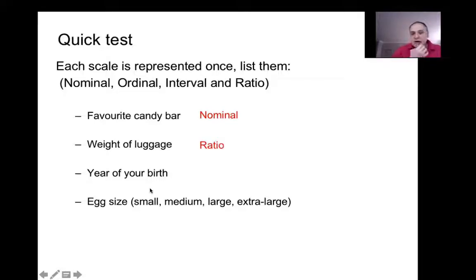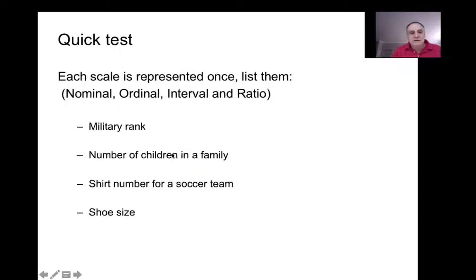Year of birth, it is in an order, and that order goes up in even steps basically. So it's interval. And your egg size would be obviously then ordinal because it goes up in an order. But the difference between small and medium is not necessarily the same as between medium and large. We'll look over that. So ask another quick one.